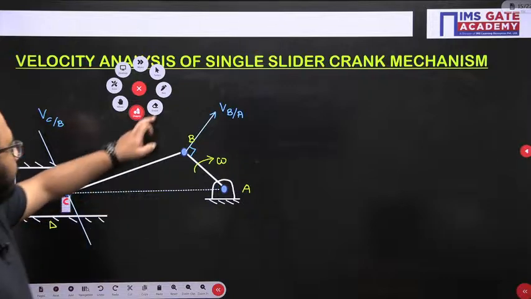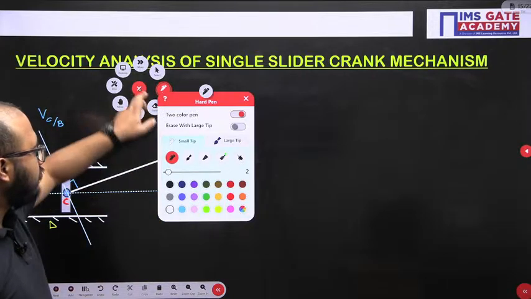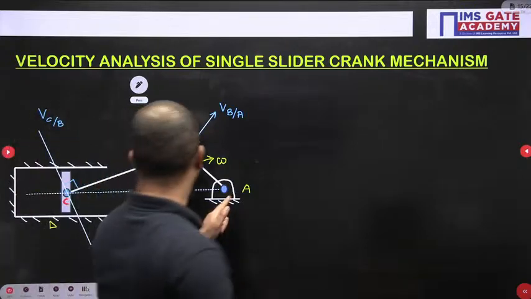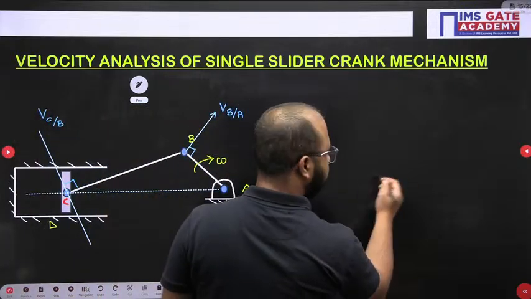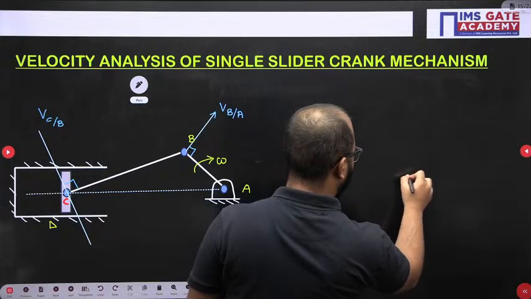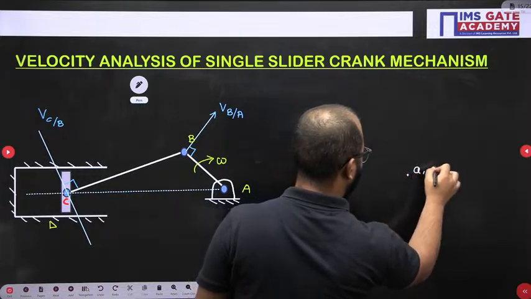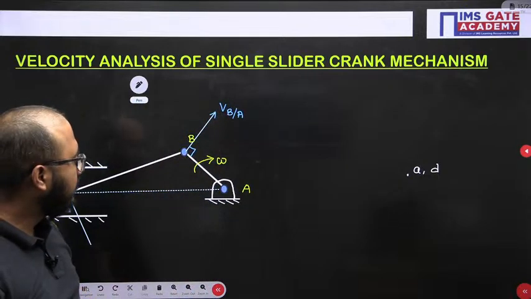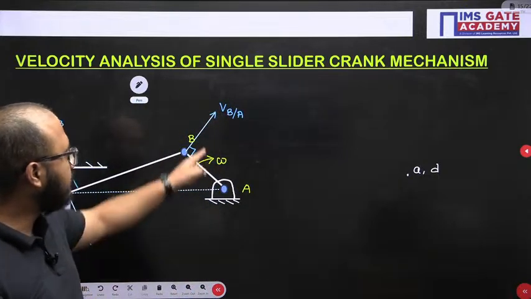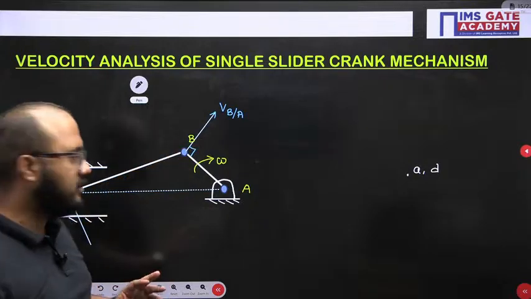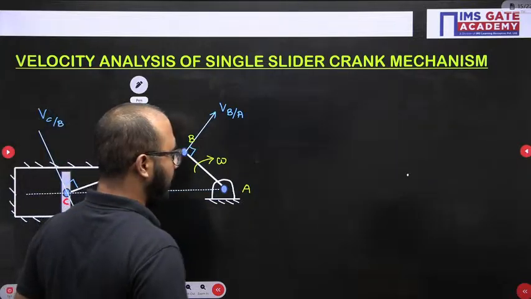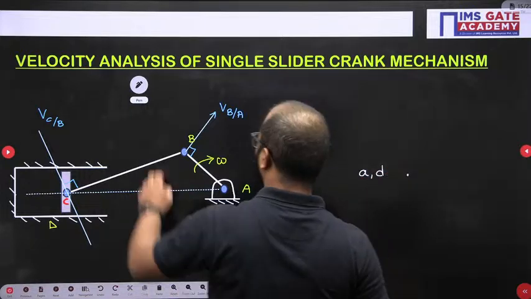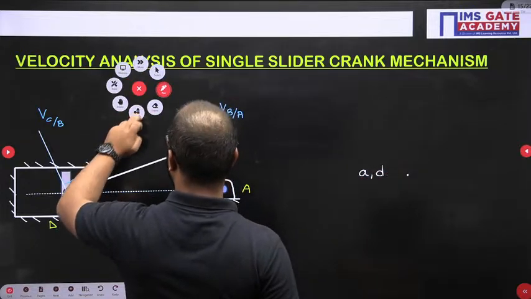Now coming back to the velocity diagram. For that, first the fixed points A comma D. A comma D I have mentioned. Fine. In A comma D, first of all, B with respect to A I have to mention. B with respect to A.